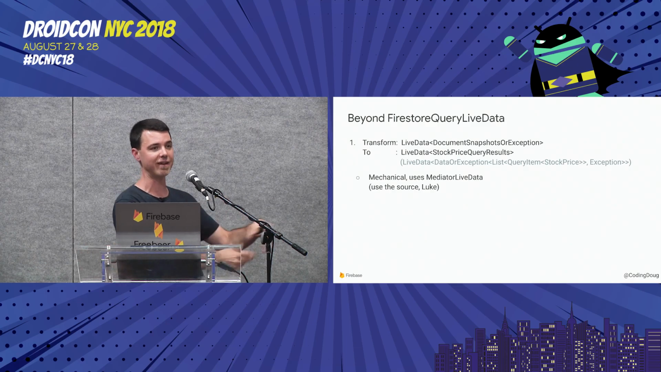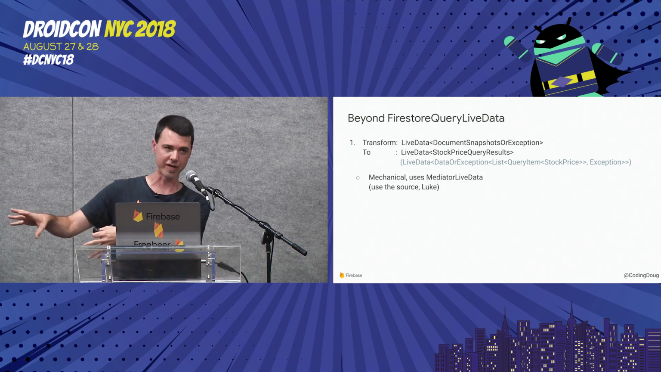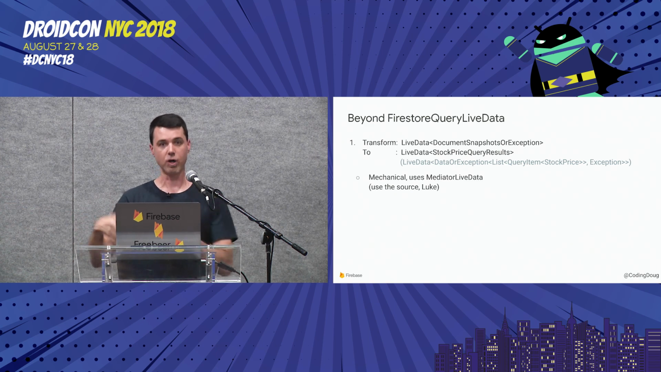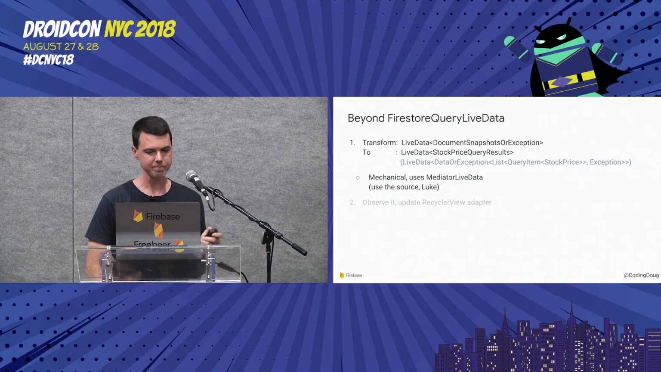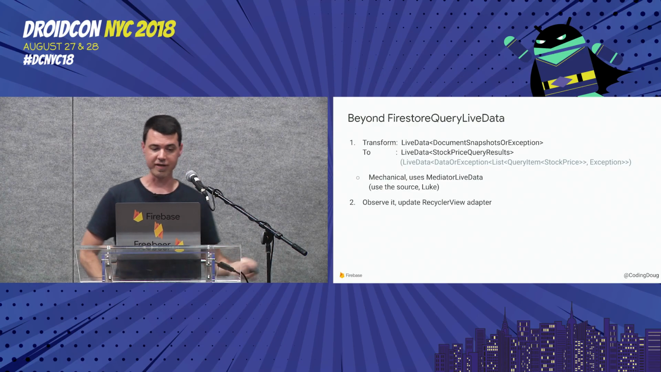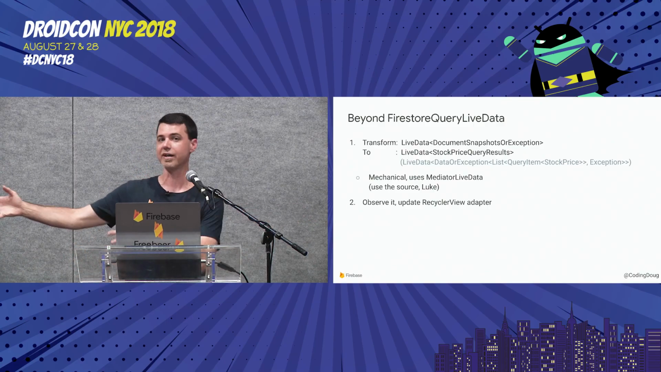So if you have a live data that generates one type of thing, you can use a mediator live data to convert that into another type of thing. And in my code, I actually do all of that mediation on another thread. So all of that deserialization won't cost you time on the main thread. You can observe that live data and then update your recycler view adapter. So you have a list of items and you want to stick it in a recycler view.